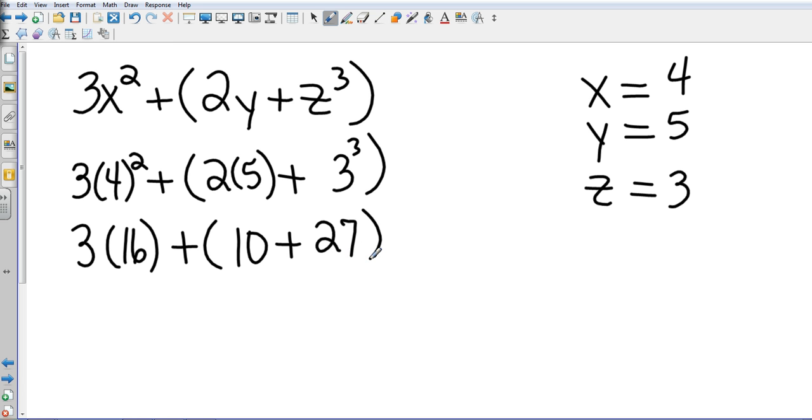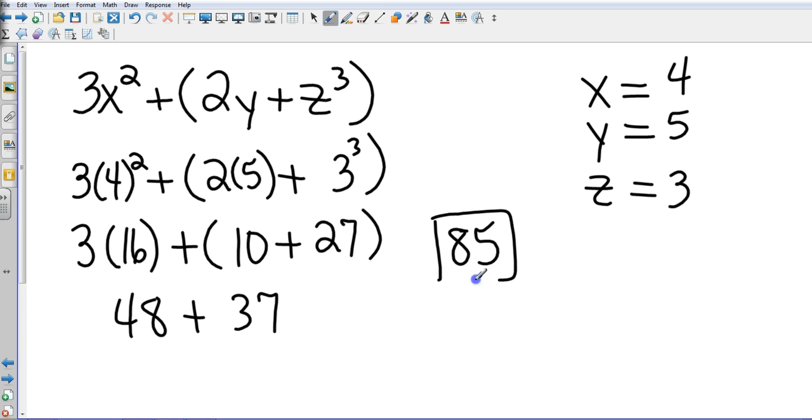Now, complete the parentheses. 16 times 3 is going to give us 48. And 10 plus 27 is going to give us 37. So that gives us a grand total of 85.